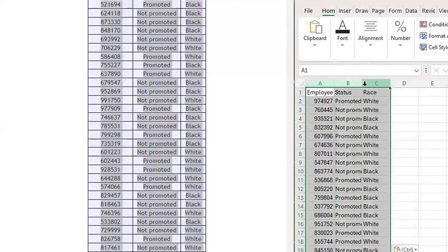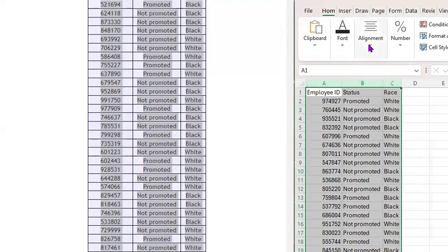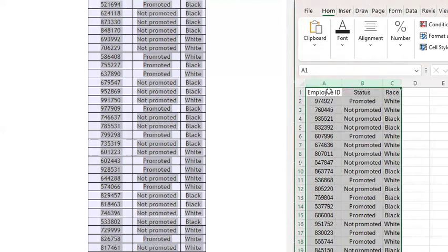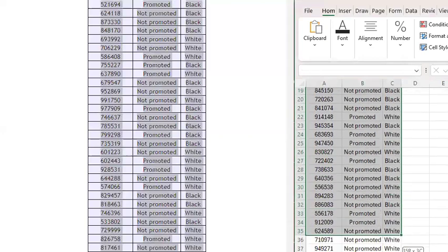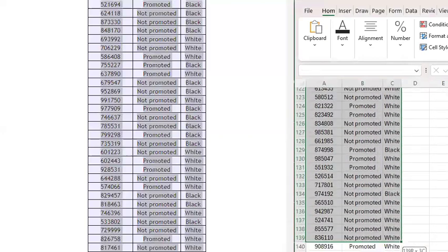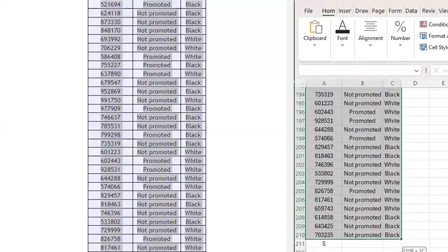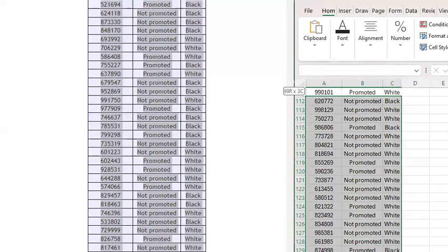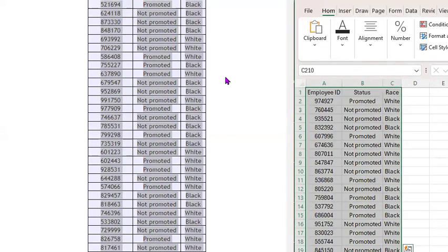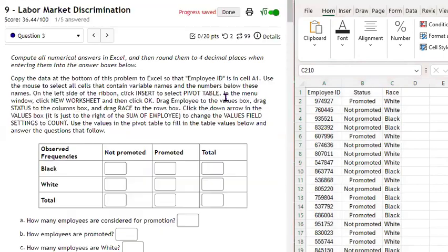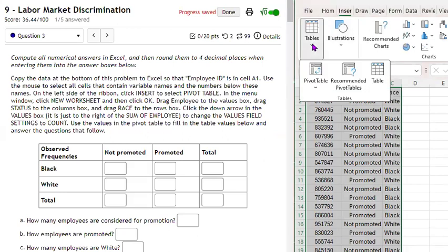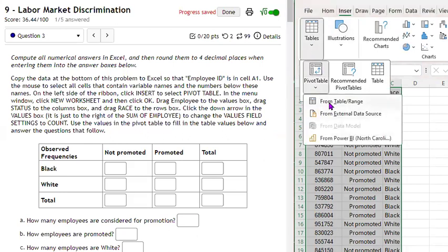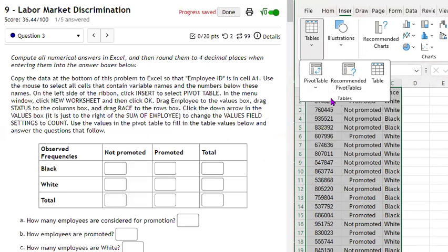Okay, so then I'm going to expand that and I'm going to center it. Okay, and then I'm going to highlight all the data, make sure all the data is highlighted. I got an S there from the word submit. So I'm going to make sure all this data is highlighted. The instructions say to create a pivot table, right? So we're going to go to Insert, Tables, Pivot Table, from Table Range.